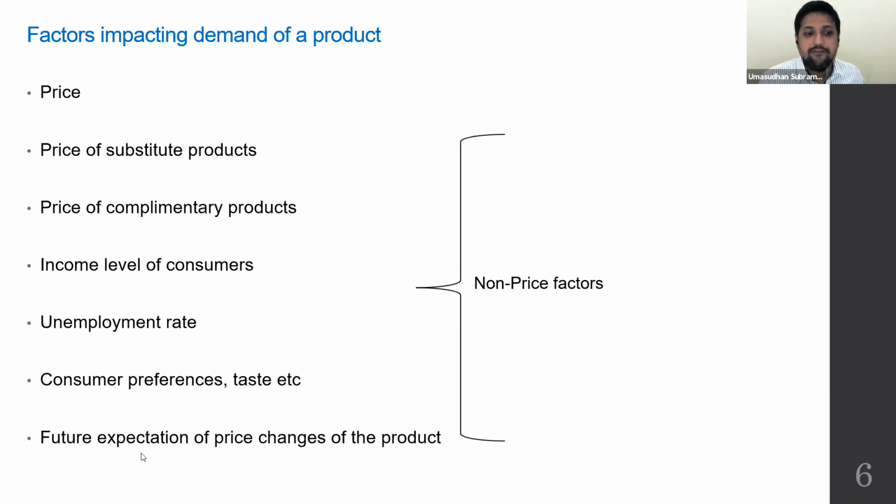The last one, future expectation of price changes of a product. If you expect the price of a product is going to go up in the future, what do you think is going to happen to the demand for that particular product? Can we talk about it? If the price is expected to go up in the future, the demand currently is going to go up because people try to build inventories, because now the prices are lower.